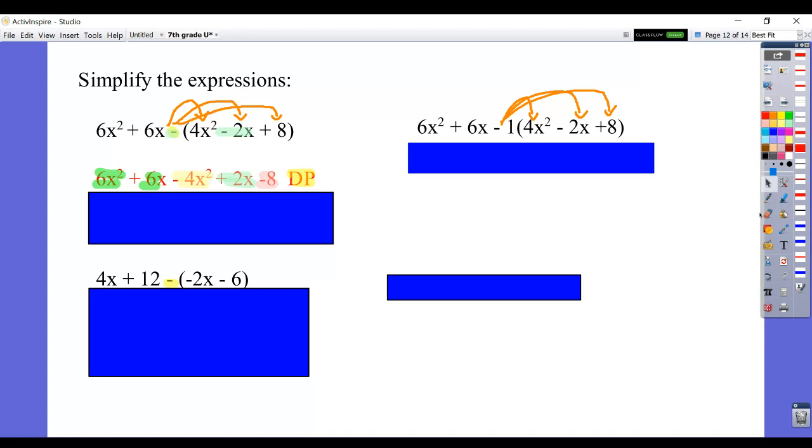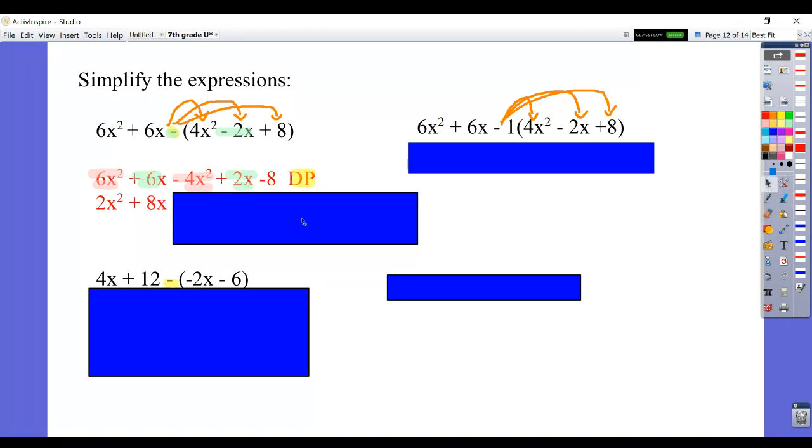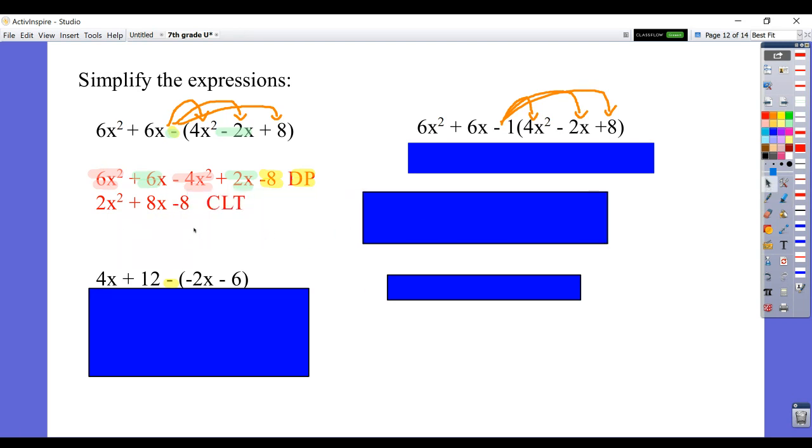Once you get to this point, again, we're just looking for like terms to combine. So we would say, all right, we have a 6x squared, we have a minus 4x squared. Those two can be combined to give us a 2x squared. And then we have a plus 6x and a plus 2x. Those can be combined to give us a plus 8x. And we have a minus 8. There's no other constant term, so that cannot be combined with anything else, so it'll just be minus 8. So that'll be our final answer, and that is, again, the step of combining like terms.